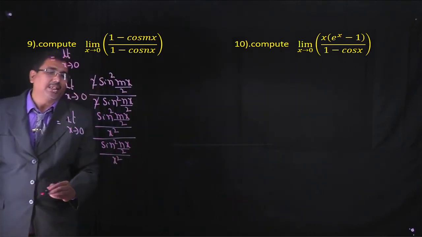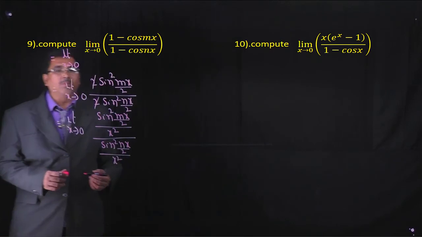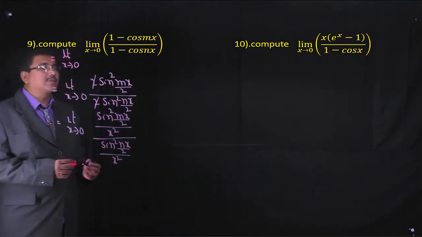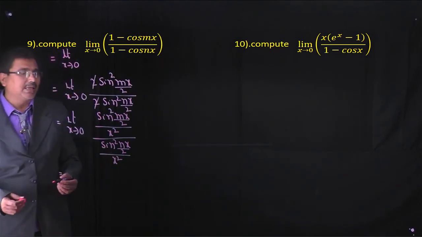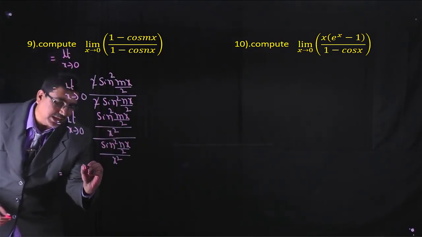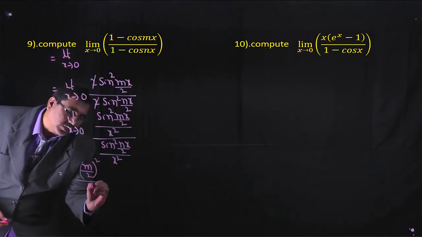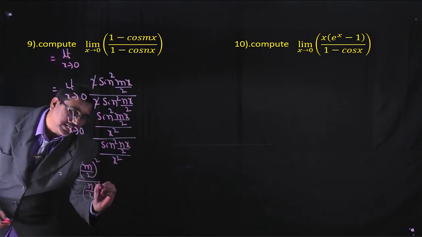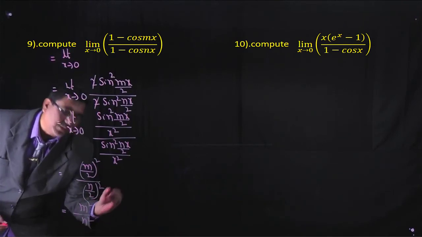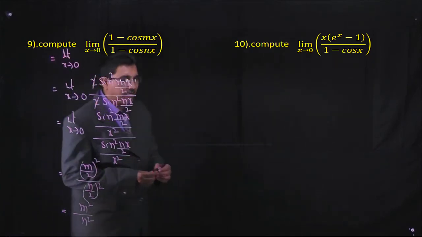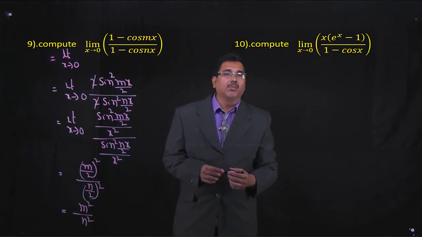Now observe that both numerator and denominator are of the form sin square ax by x square. So the limit value of that one is a square. The numerator is equal to m by 2 whole square, the denominator is equal to n by 2 whole square, that is equal to m square divided by n square. That is the limit value of the given problem. Right. Now see question number 10.